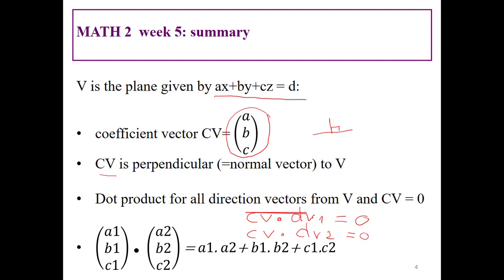Please mind that the two direction vectors do not need to be perpendicular. They are allowed to be, but it's not essential. So this doesn't need to be 0. So these can just be a vector like this and a vector like that. And the only quality the direction vectors should have is that they are not in one straight line. So they don't have to be perpendicular.